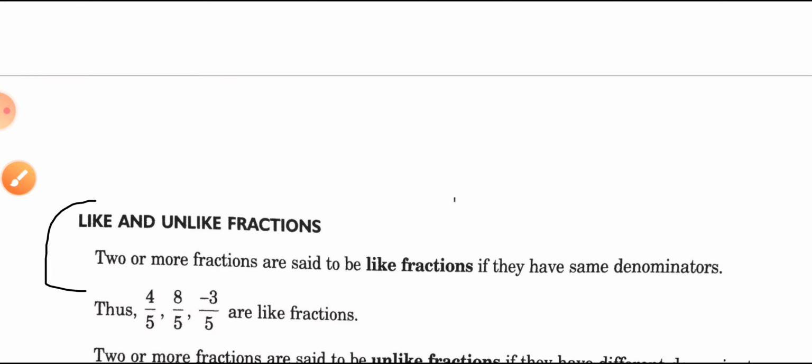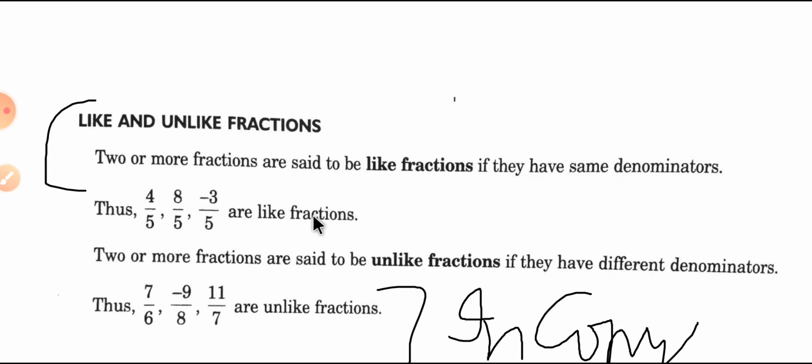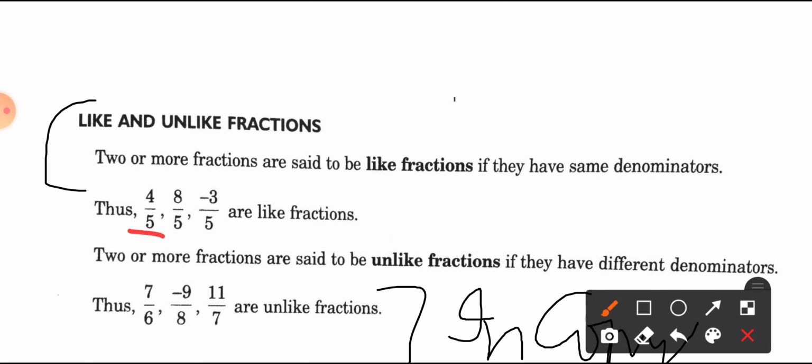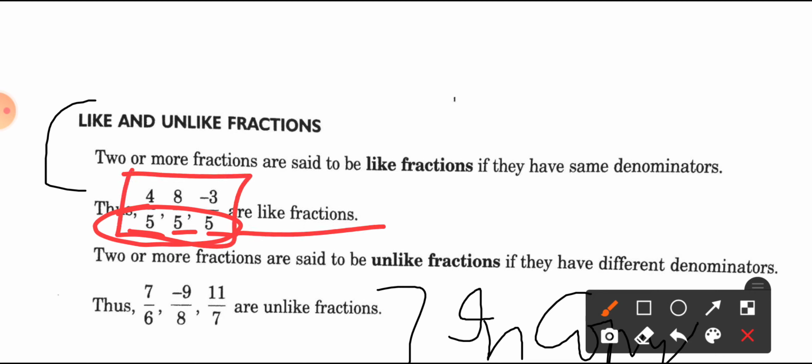Now after this we will see the different types of fractions, like and unlike fractions. Two or more fractions are said to be like fractions if they have the same denominator. Like fractions means the fractions which have the same denominator. For example, you can see 4 by 5, 8 by 5, 3 by 5. All are having the same denominator. So these fractions are known as like fractions.